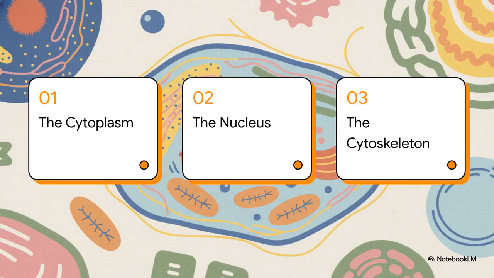Our tour today is going to cover 3 main districts inside our cell city. First, we'll explore the city's overall environment, the cytoplasm. After that, we'll visit the City Hall, which is the main control center, the nucleus. And finally, we'll take a look at the city's internal framework, its infrastructure, known as the cytoskeleton.